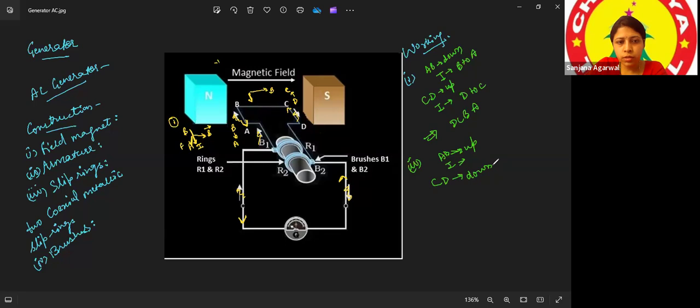Since the direction of induced current in the coil is reversed after half revolution, hence the polarity (positive and negative) of the two ends of the coil also changes after half revolution.